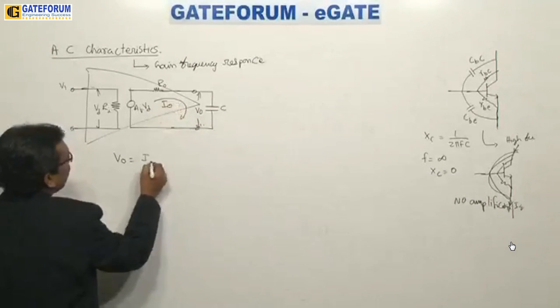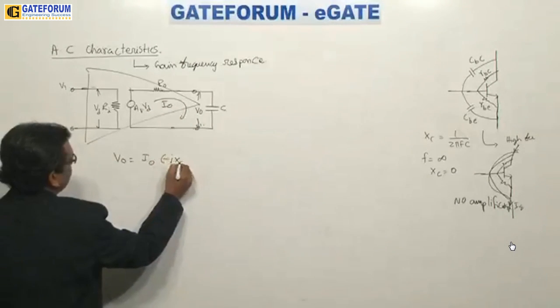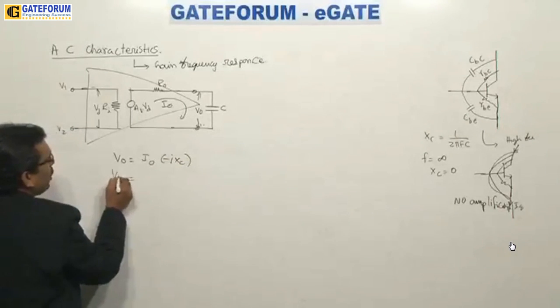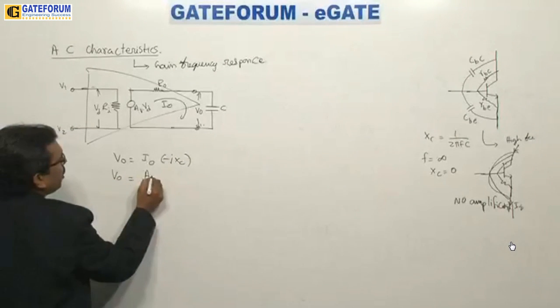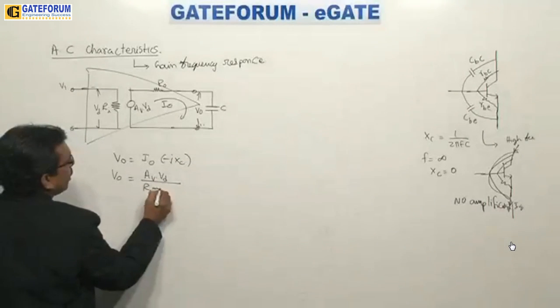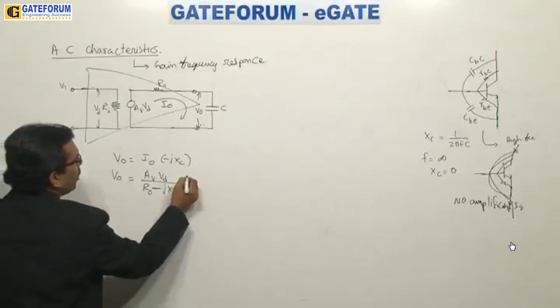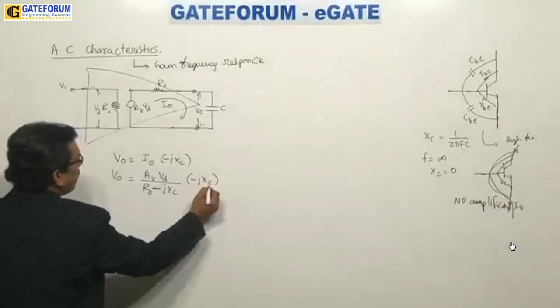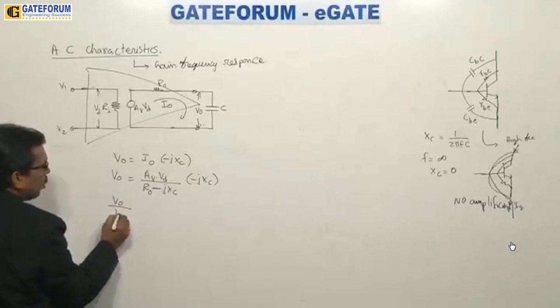I0 into minus jXC. Okay, this is what I get. So V0 into I0 is nothing but AV into VD divided by R0 minus jXC, into minus jXC. Right, now I consider it like this.